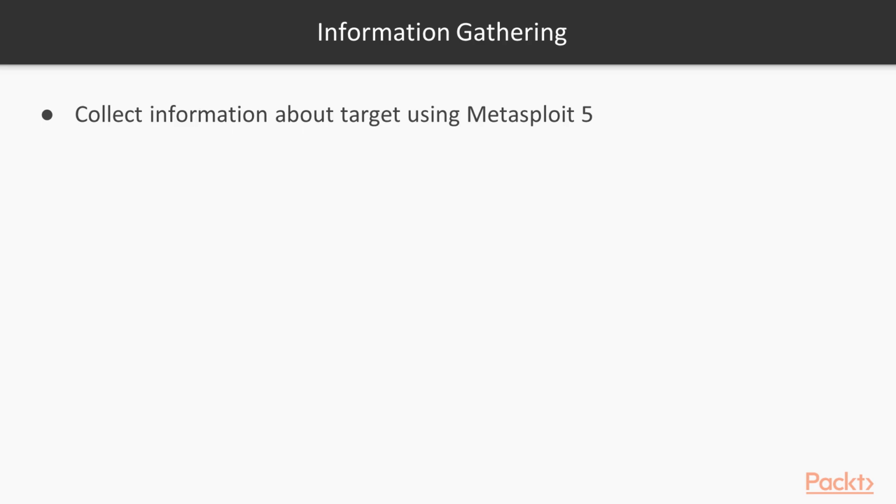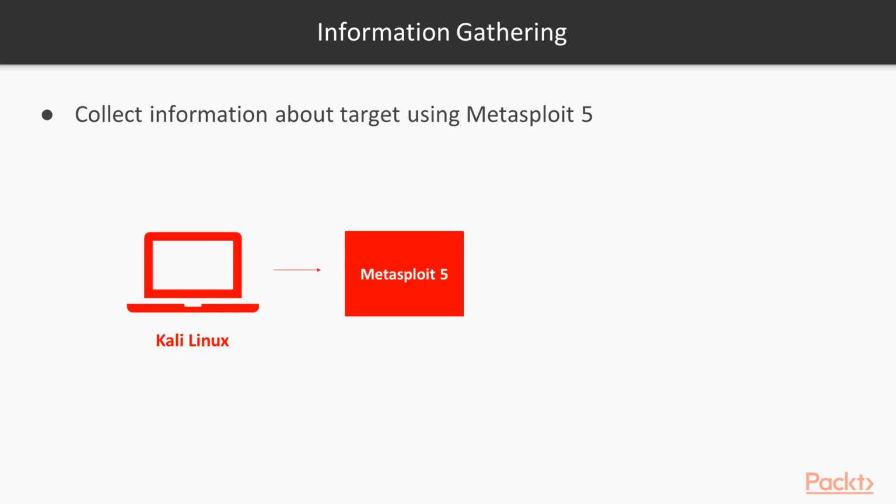So guys, if I talk about the setup here, we have a Kali Linux machine, and the Kali Linux machine will work as an attacker machine. So we will attack other networks with the help of Kali Linux. Inside Kali Linux, we have the latest Metasploit version, which is version 5, which contains the latest exploits and auxiliaries. And with the help of these auxiliaries and exploits, we are going to perform attacks on other networks. We can perform information gathering with the help of Metasploit 5.